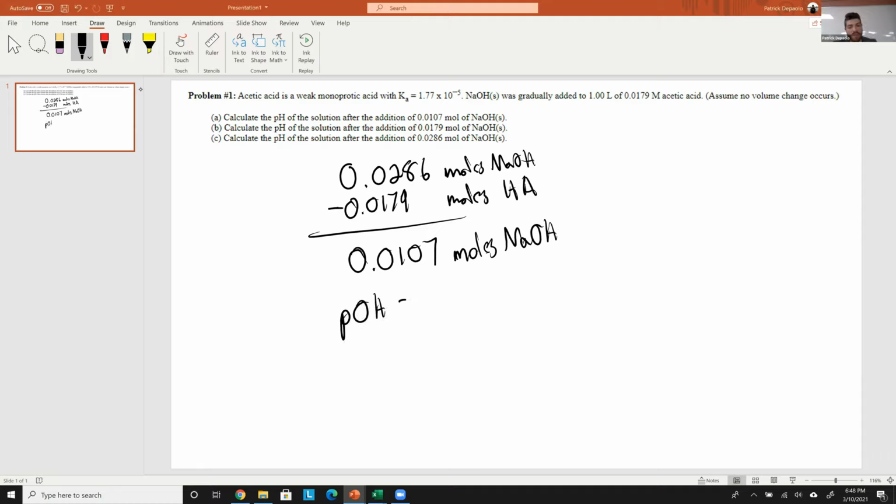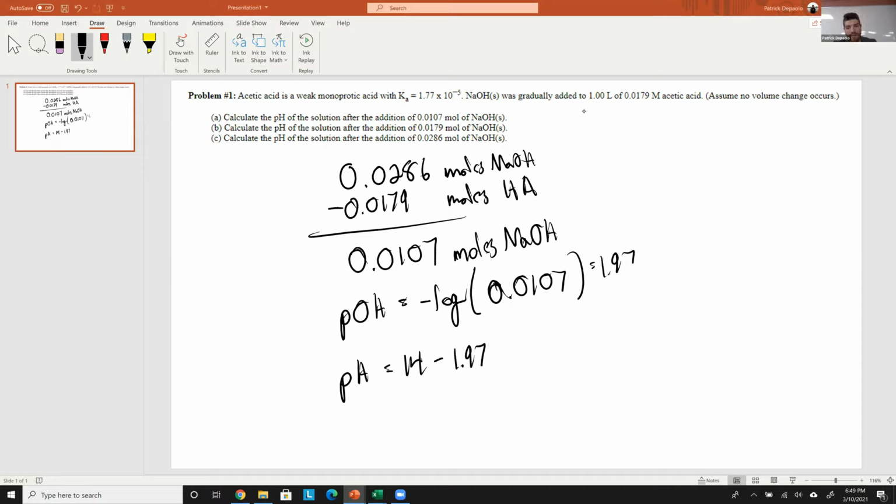So the pOH, since it's a strong base and it'll completely dissociate, will be negative log of 0.0107, which I imagine would be a low number. So can anyone calculate that for me? And the pH will be 14 minus it. And we have 1.97, that makes sense, 1.97 as the pOH, and that means the pH is going to be 12.03, which is very basic, and that makes sense.